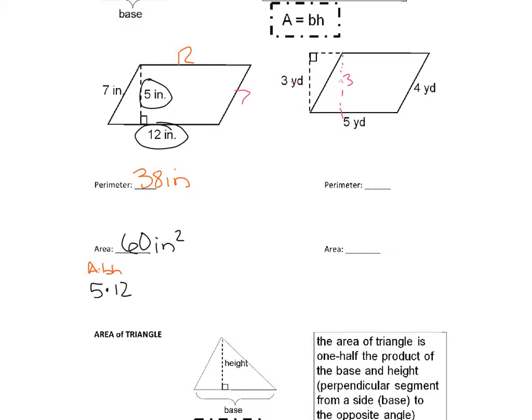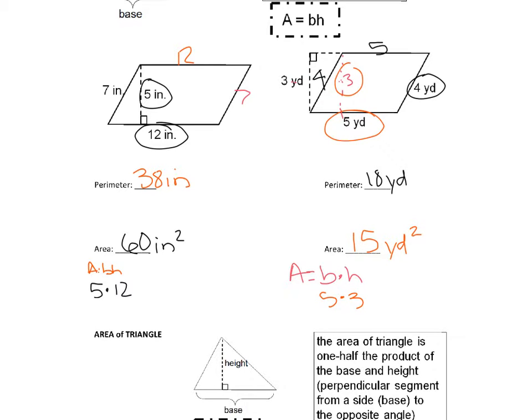Okay, so first let's find the perimeter. So therefore, if we know that this side is 4, then this side is also 4. If the bottom is 5, then the top is 5. So when I add that up, we get 18 yards as the perimeter. Now for the area, which we know is base times height, always get in the habit of writing the formula down. And we can see here that the base here is 5 and the height of this parallelogram is 3. So you get 5 times 3, and that will give us an area of 15 yards squared.